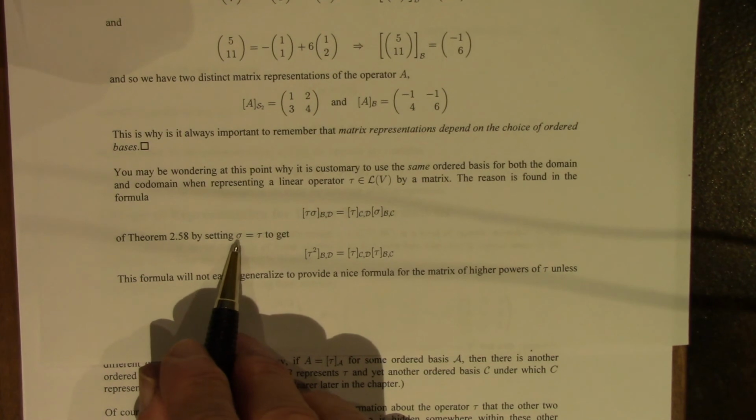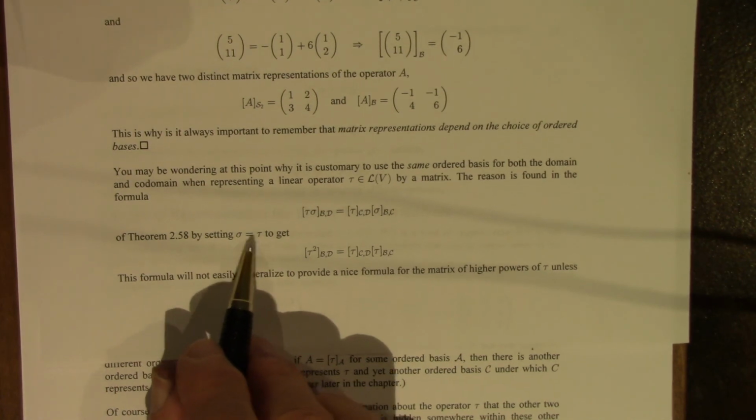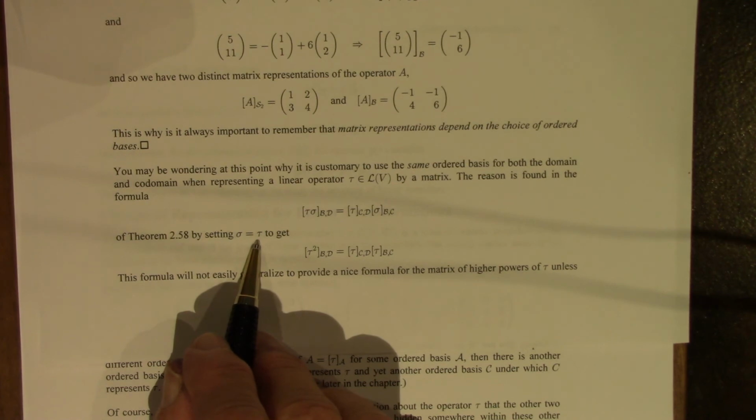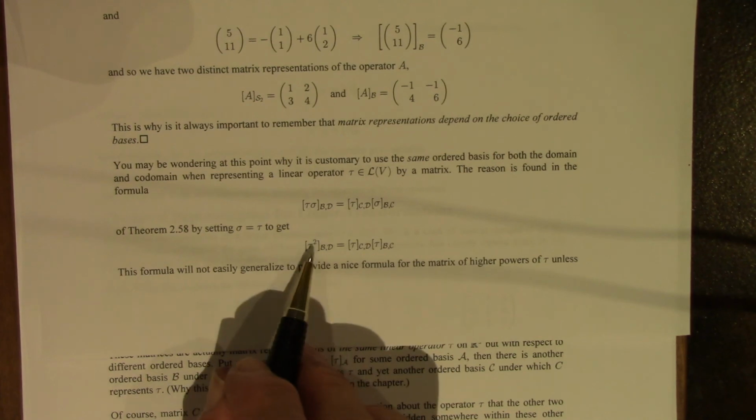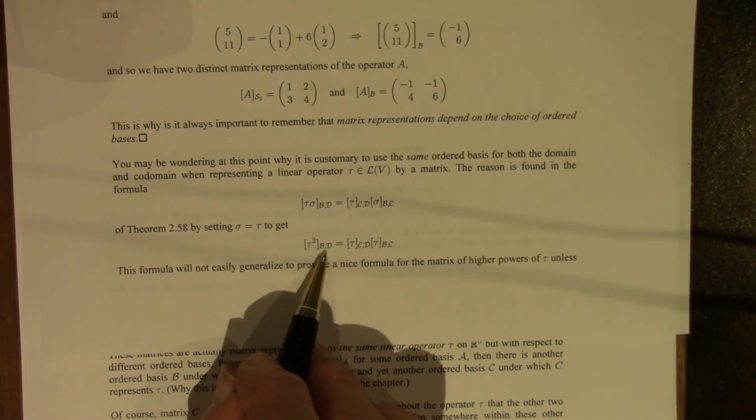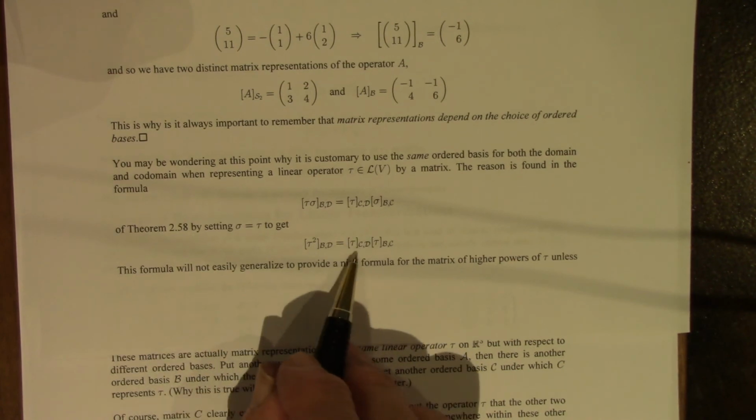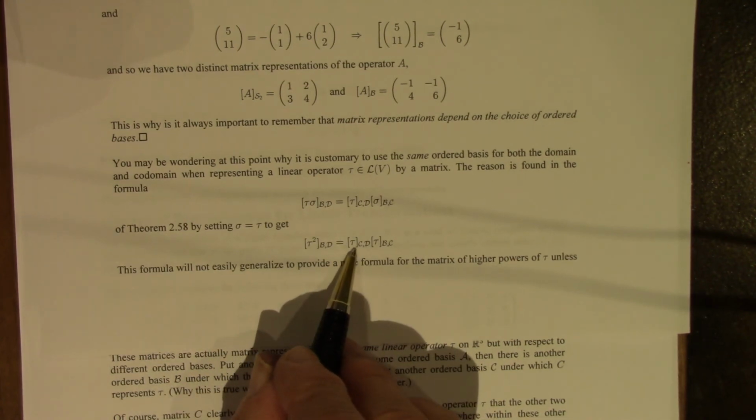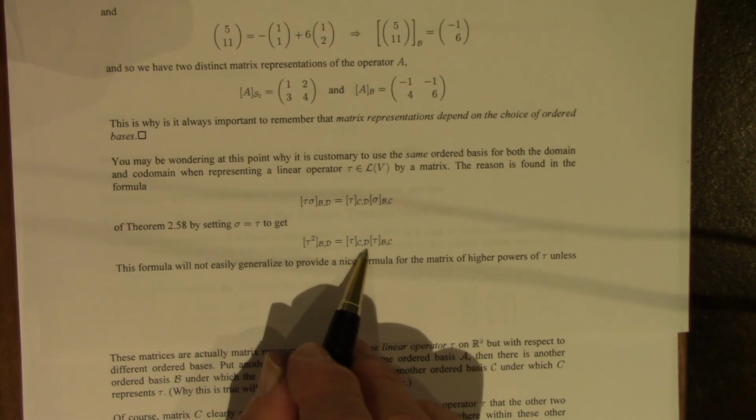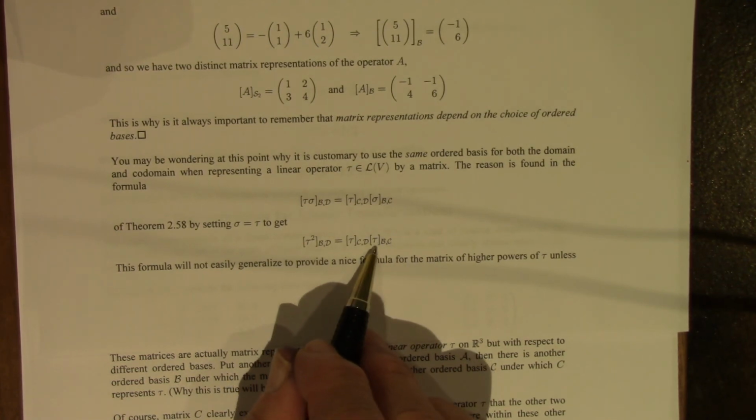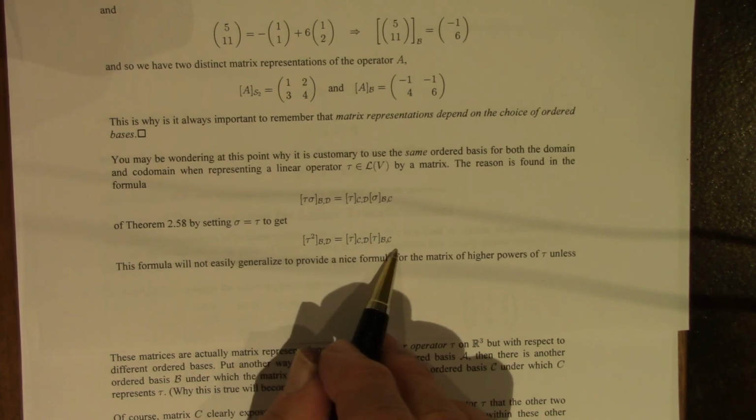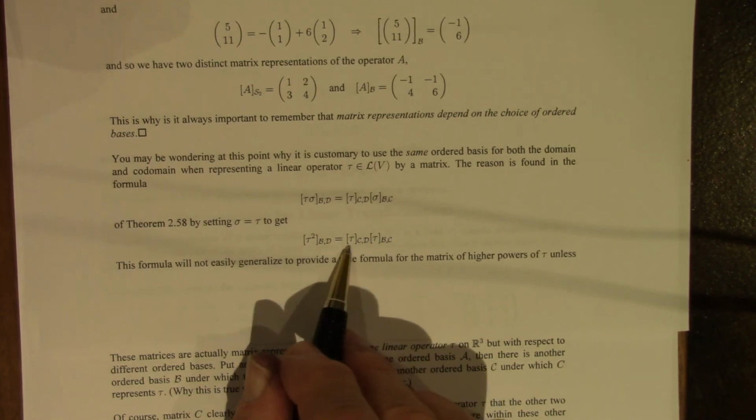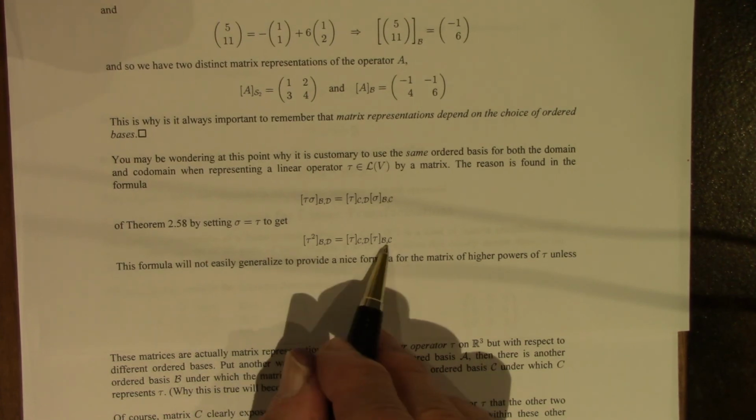What if we set sigma equal to tau? What if sigma and tau are equal? Then this side is the matrix representation of tau squared. This side is the matrix representation of tau with respect to CD, and this is the matrix representation of tau with respect to BC. There's nothing you can do with this. You can compute this matrix product, but you can't simplify this.